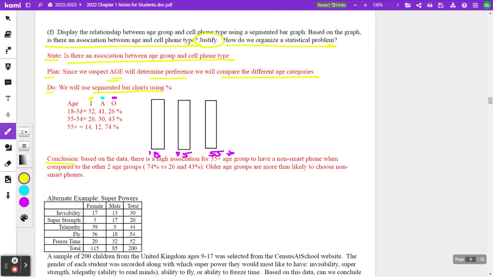So I'm going to go back to yellow here. If I look at this, I'm going to go iPhones, 32%. This is about 50, so 32% is right about there. And then 41%, so a little bit more. Then 26%, it's a little bit less. Here we go. And then 14%, they're way down here.